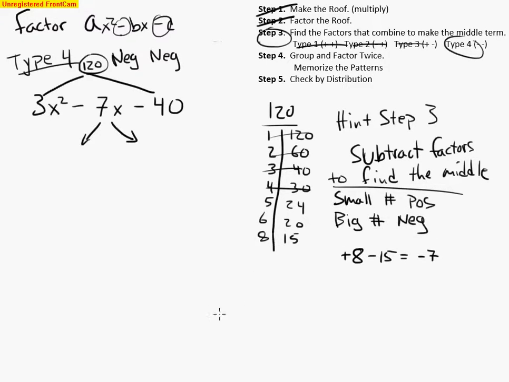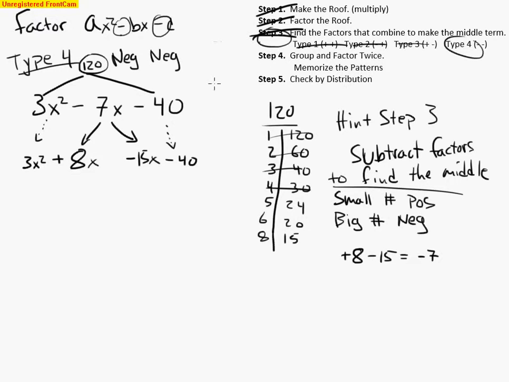So what that means is I'm going to go ahead and split this up. 8 and 15. They're both going to have x's, and then I'm going to decide which one's positive, negative. Well, my rule says the small one is going to be positive, so that guy's positive. The big one, which is 15, is going to be negative. Copy down the rest. I have a 3x squared. Step 3 is completely finished now.